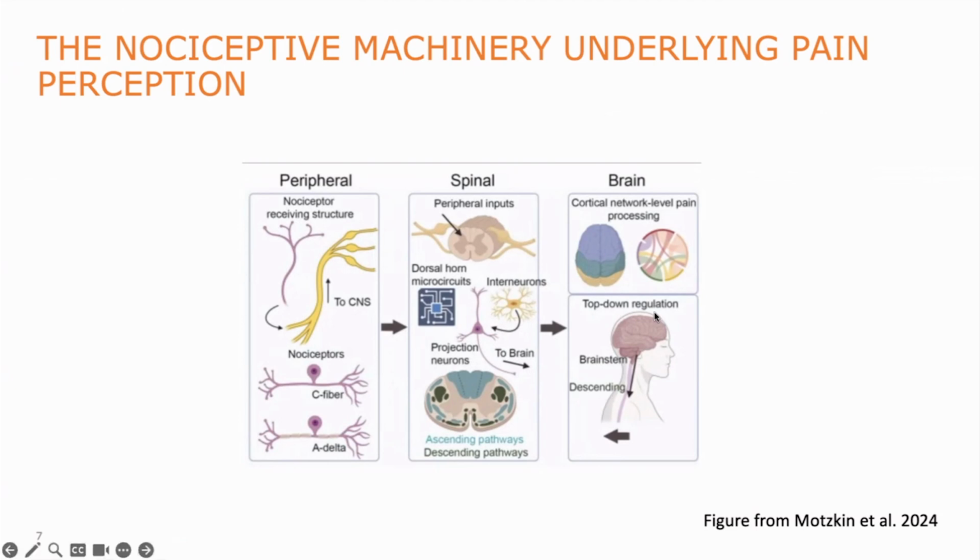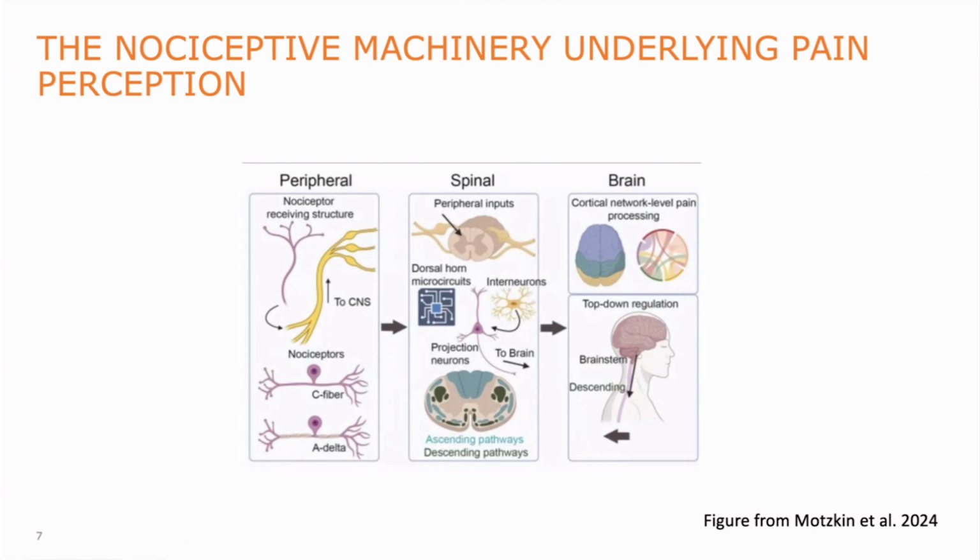Importantly, there is also a top-down regulation. This is a descending modulation, which in fact, the evaluation and the perception at the cortical level of pain then influences the gain of the system within the spinal cord. And in a sense, this descending modulatory system provides yet another amplification, integration venue to the incoming information to the spinal cord.